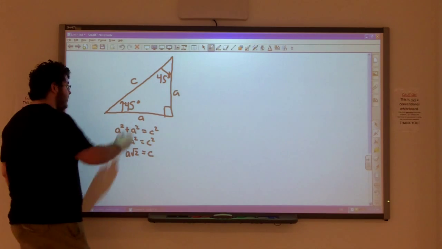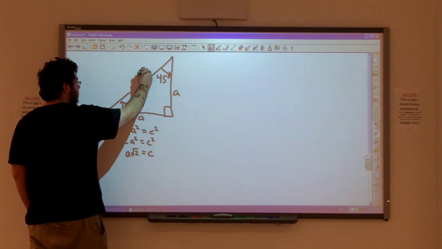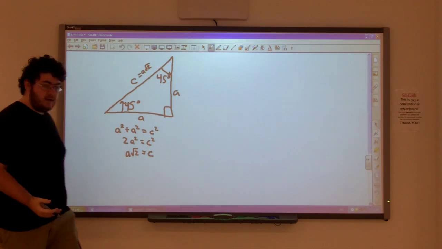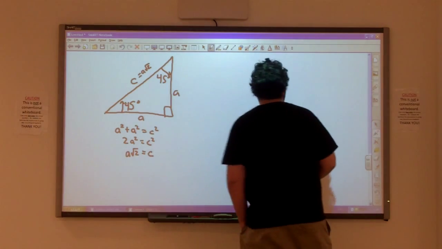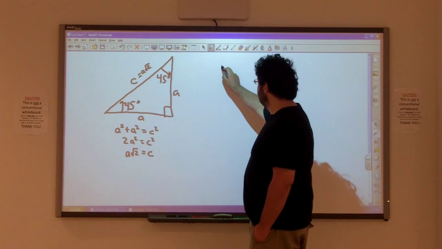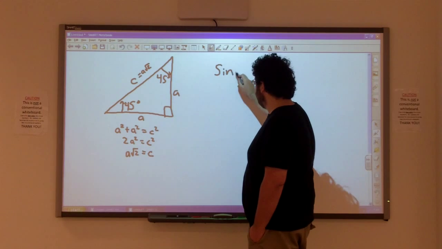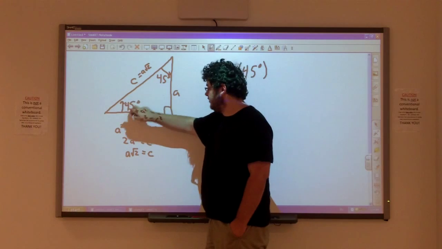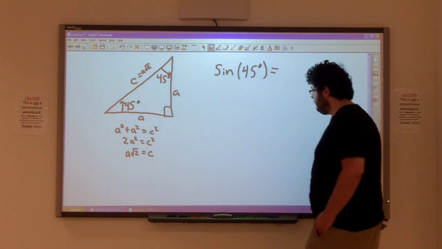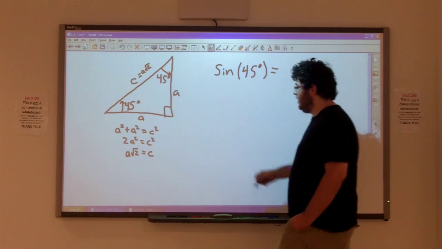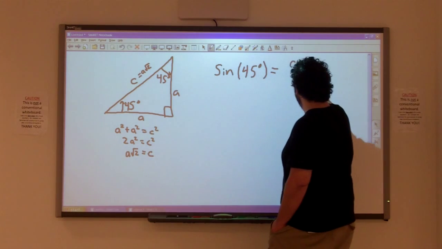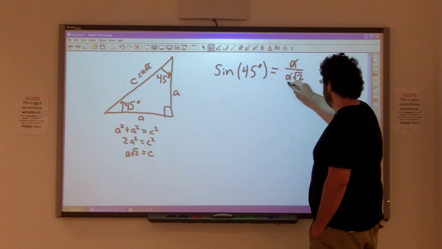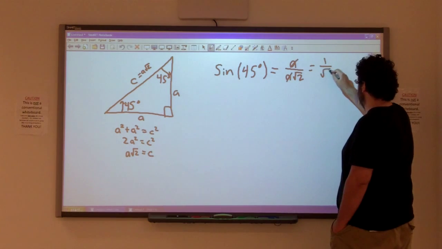So we can write c as a square root of 2. So now we can calculate all of our ratios in terms of our side length a. So we have sine of our angle, so we'll use this angle, is equal to the opposite over the hypotenuse. So the a's cancel, and you're left with 1 over the square root of 2.